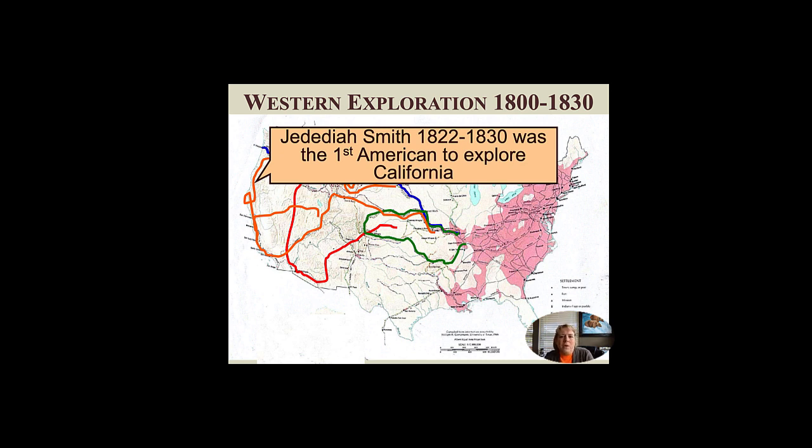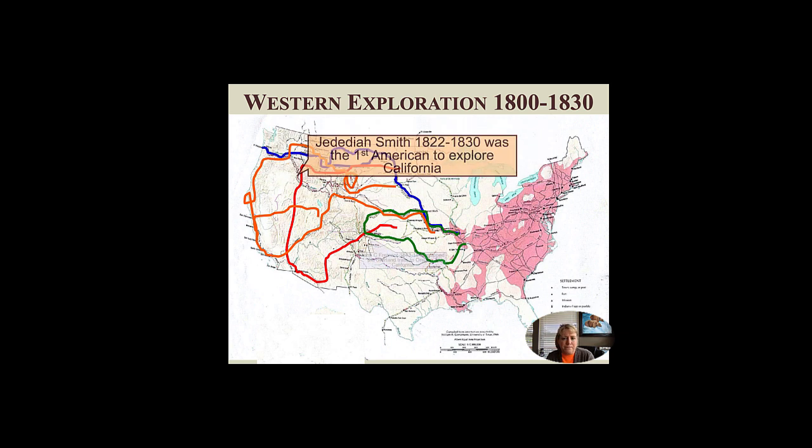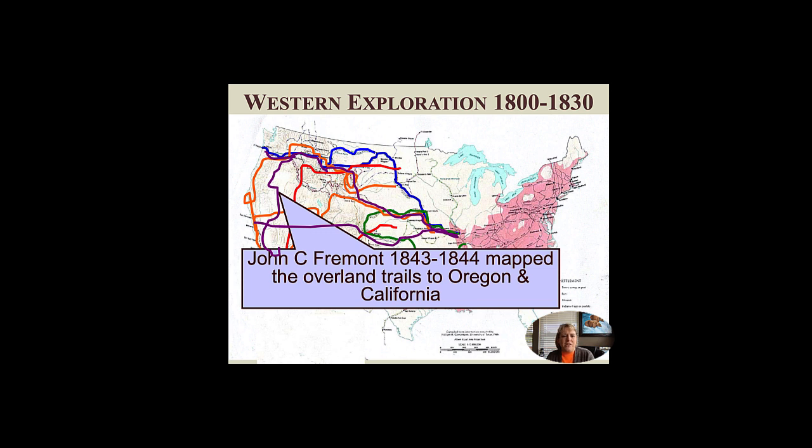Jedediah Smith, I always have to laugh at this because this guy goes all over the place. But from 1822 to 1830, he will be the first American to actually explore California. And then finally, John C. Fremont. He is also going to explore parts of California, but he's also going to map the overland trails that will lead to Oregon and California. Basically, this is the guy who maps out the Oregon Trail.